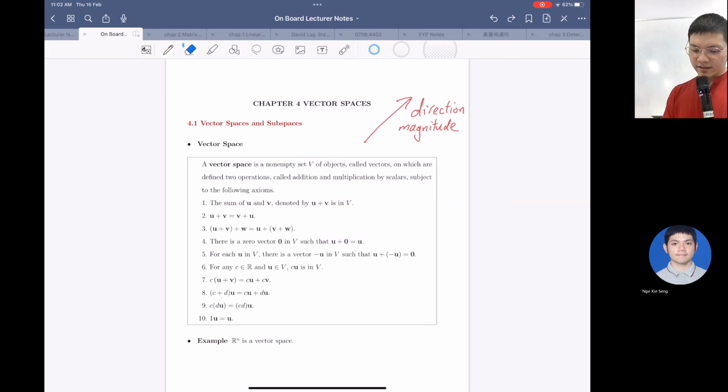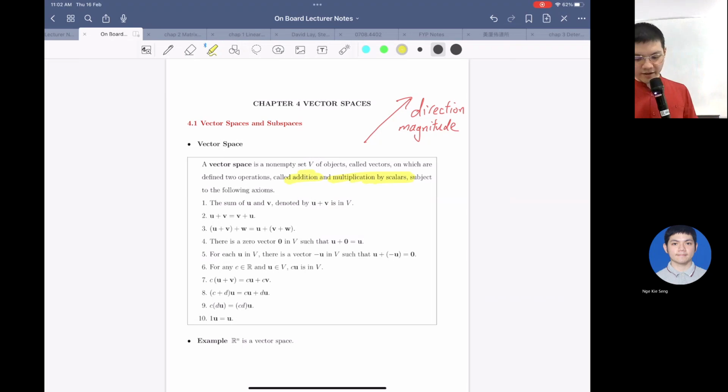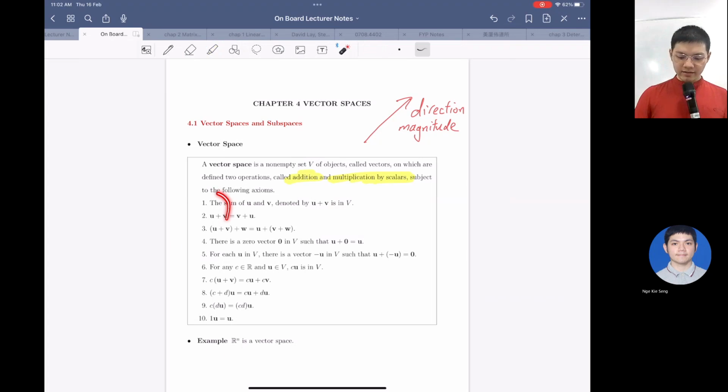So we try to generalize the idea to any set of objects that satisfy similar properties. Two operations in this set, addition and multiplication by a scalar, subject to 10 axioms. As long as you give me a set of objects, I can add them together, I can multiply by a scalar, and they satisfy these 10 axioms, then this set we will call a vector space. Let's see what these 10 axioms are doing.